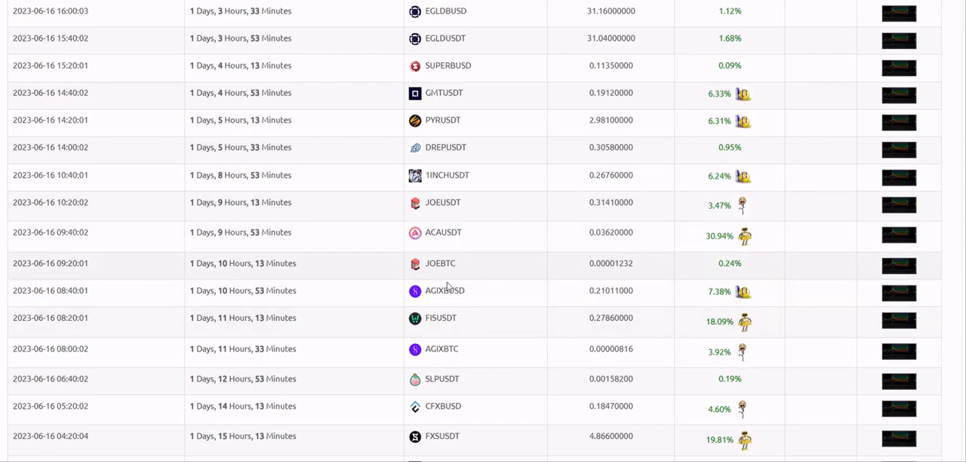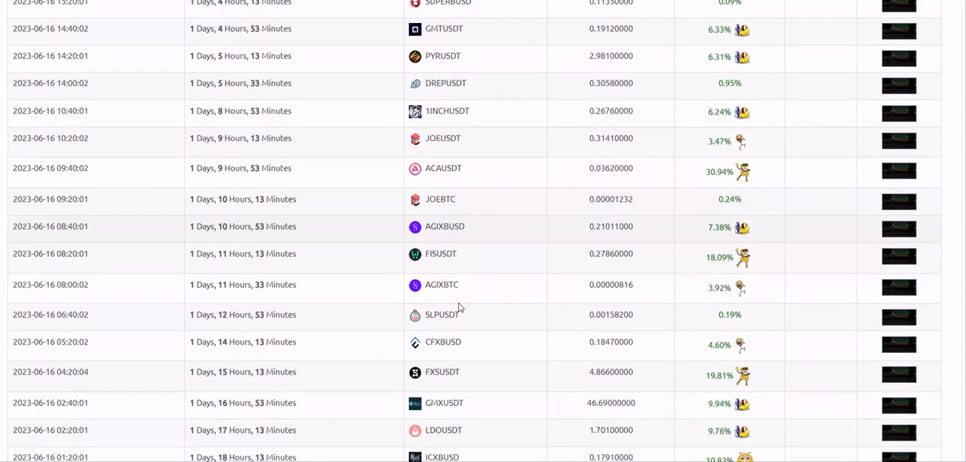This one hasn't really done much. AGIX 7.3, FIS 18%, AGIX BTC 3.92, and so on. So that's what these all mean, and of course this middle column is the pair, the pairing. So some of these are against BUSD, which is Binance's stablecoin, but FYI, the CFX USDT pair would do exactly the same, 4.6%.